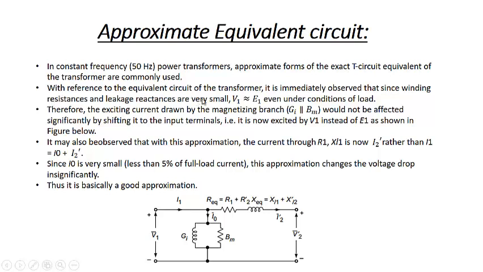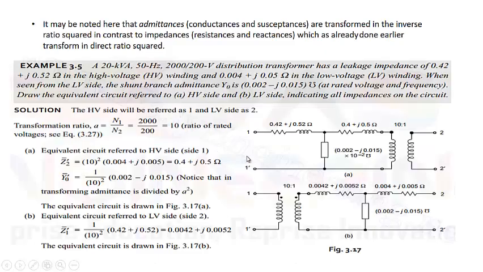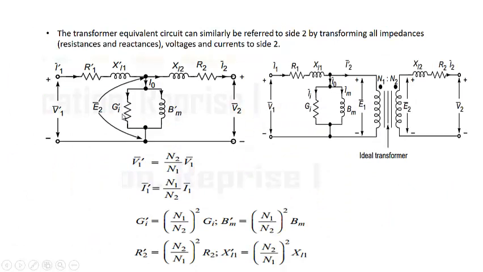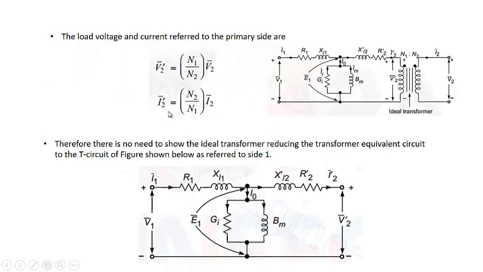With reference to the equivalent circuit of the transformer, it is immediately observed that since the winding resistance and leakage reactance are very small, V1 is quite close to E1, even under the loading condition, as we have already discussed. Thus, the exciting current drawn by the magnetizing branch would not be affected significantly by shifting it to the input terminals. This is the equivalent circuit referred to the secondary side, or we can go for the primary side. We know that V1 and E1 almost always remain comparable to each other.